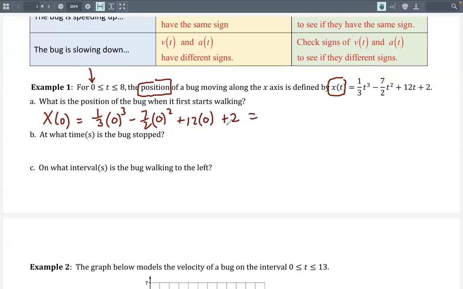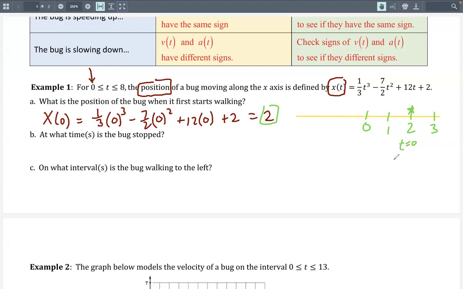Everything zeroes out here except for the 2. So the bug's position when it first starts walking is at 2. Think of it this way: if you were to draw a horizontal line, all the bug can do is move to the left or to the right. So if you think about having an origin of 0, and then 1 to the right, then 2 to the right, and then 3 to the right, the bug is currently at a position of 2, so the bug is currently right here. And it's right there at time equals 0.